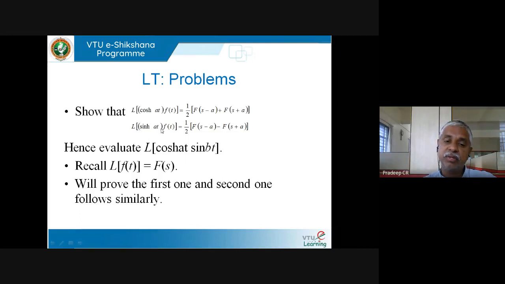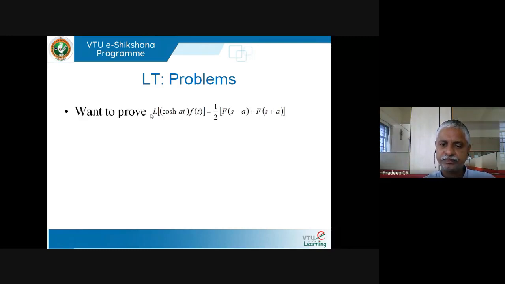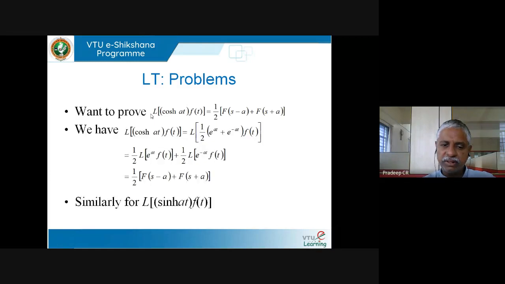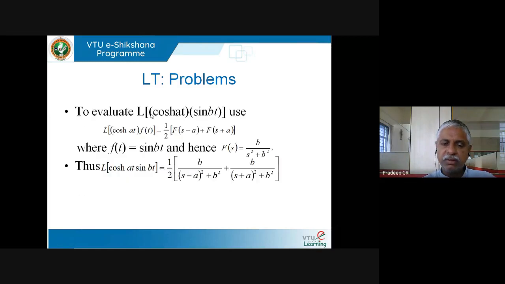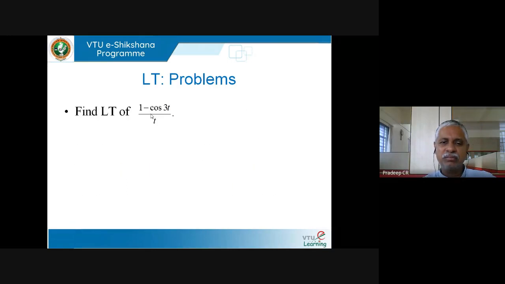Similarly, sine hyperbolic into sine also you can do. It's just the capital F that will change. So basically, for any product of a hyperbolic function with a normal sine function, you can use this formula. And nobody remembers this formula, it's very easy to derive. Basically, we use the definition of sine hyperbolic and cosine hyperbolic. So all this we are done. So, this is another problem.